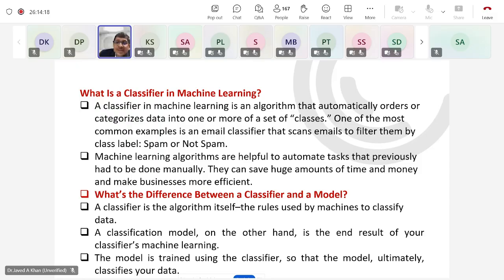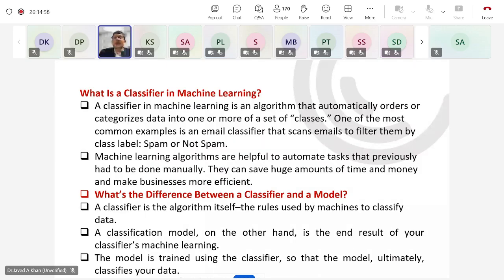So what is a classifier in machine learning? A classifier is an algorithm which automatically orders or categorizes data into one or more of a set of classes. One of the most common examples is an email classifier. It scans email to filter them by the class label: spam or not spam, or business, and so on. There are many categorizations, so they are using this classifier. Machine learning algorithms are helpful to automate tasks that previously had to be done manually. They can save huge amounts of time and money and make business more efficient.